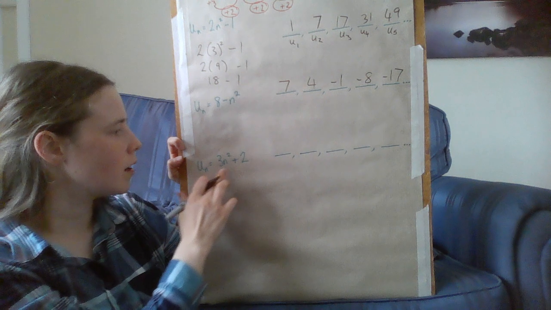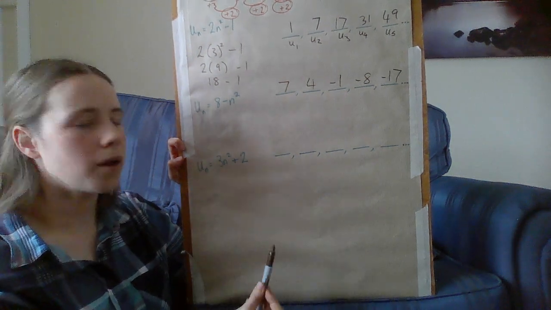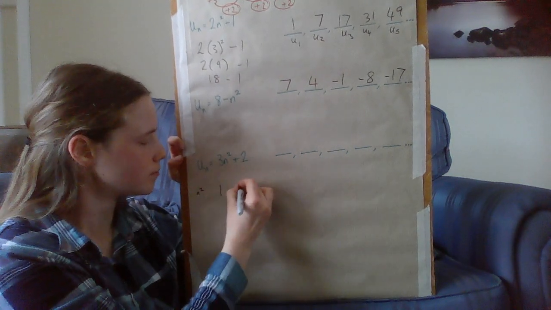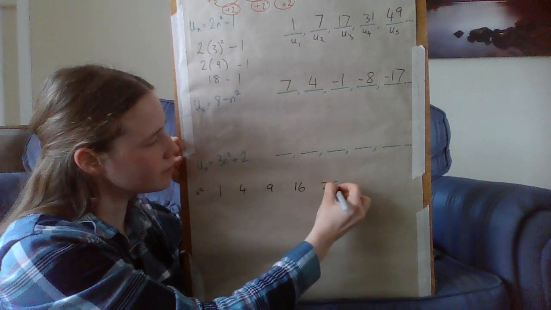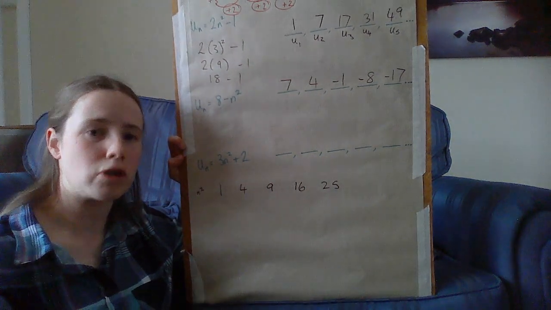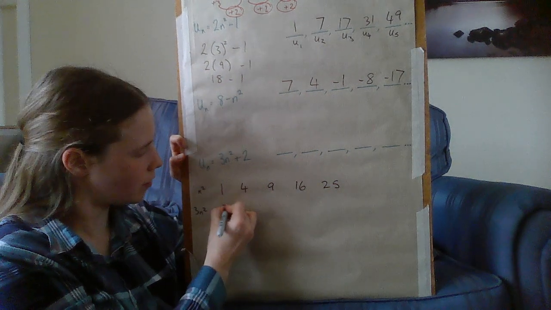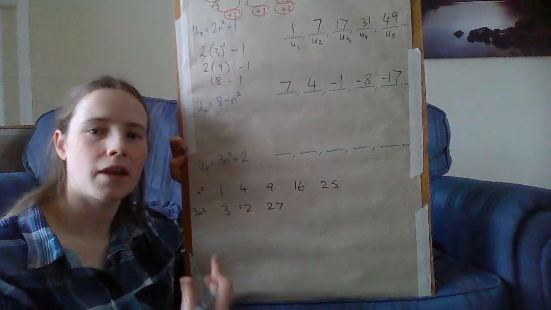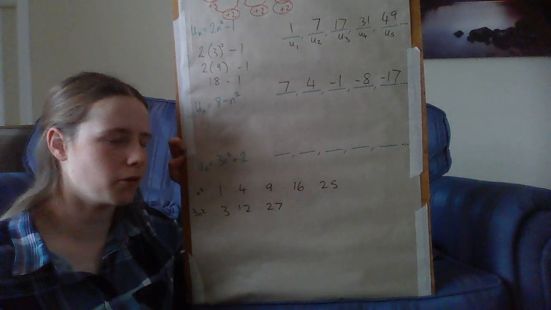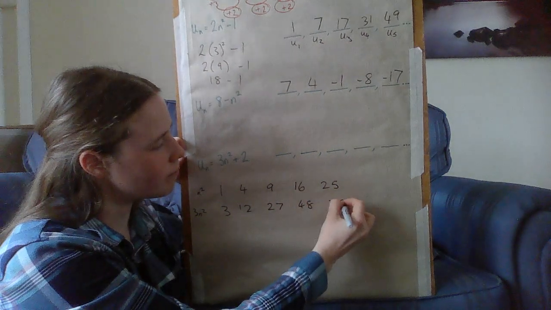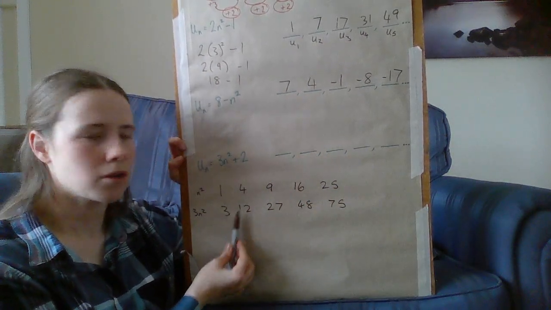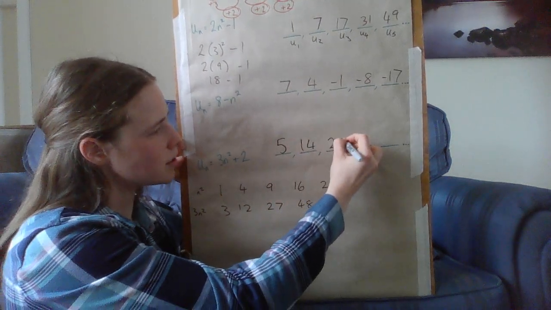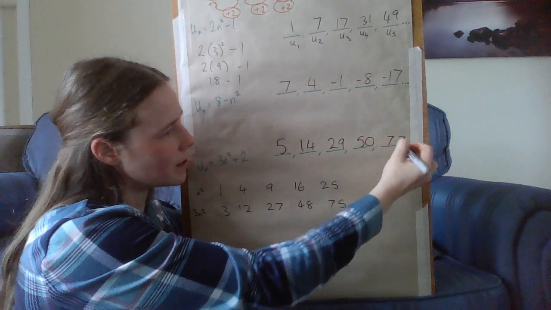Okay, and then finally we've got to do 3n squared plus 2. To help me with this, I'm going to write the first 5 square numbers, and then the first 5 square numbers tripled, or 3n squared. All I'm doing is timesing each of these by 3, so I've got the 3n squared that I can then add 2 to. So there's no need to do it all in your head. So those are the square numbers tripled. I'm then going to add 2 to each one. So I should get 5, 14, 29, 50, and 77.